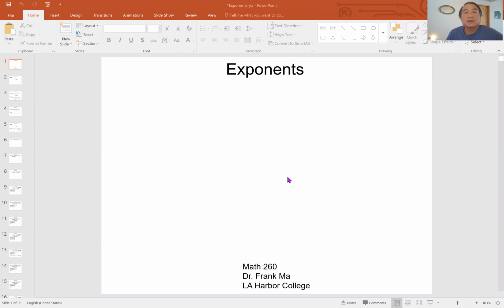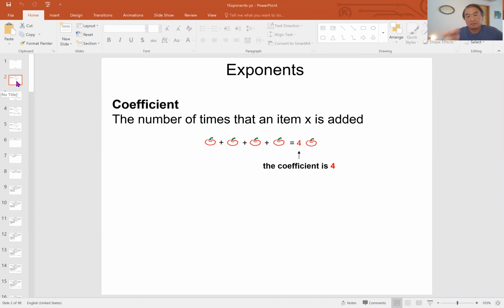Let's start with the terminology coefficients. When we add something multiple times, adding apple to apple to apple four times, then we write it as 4 times apple. The number in the front is called the coefficient.